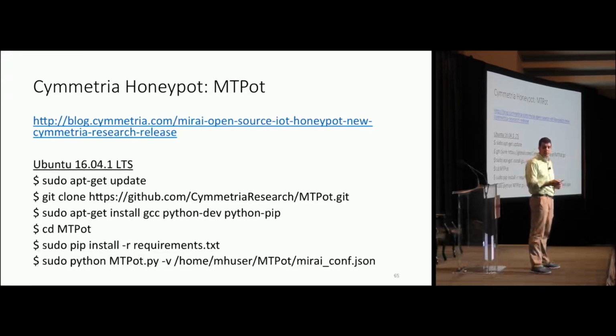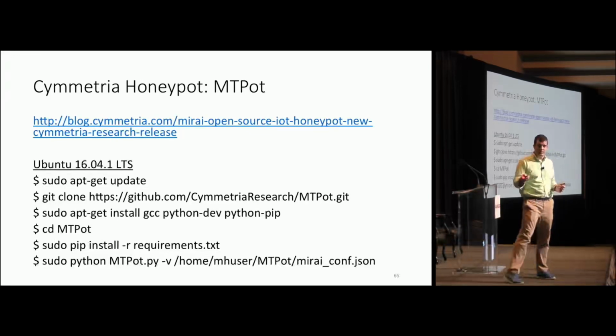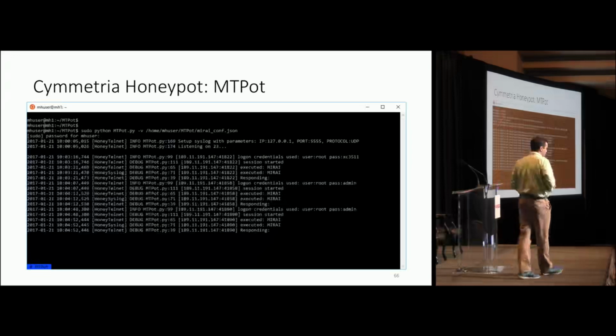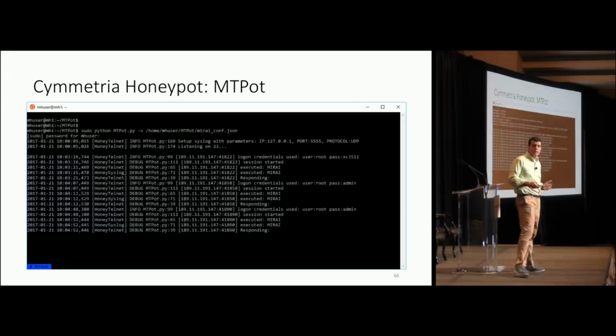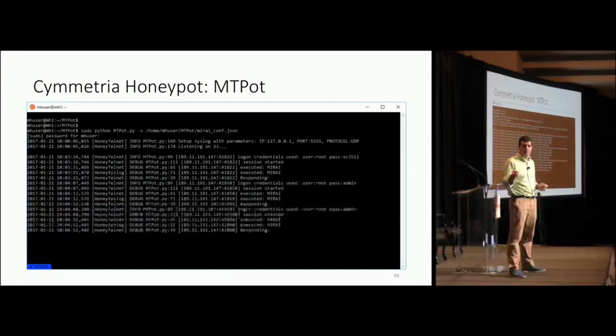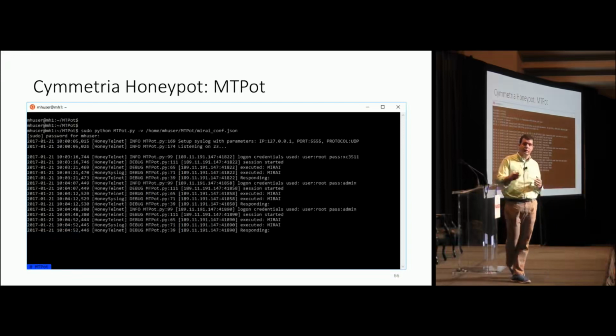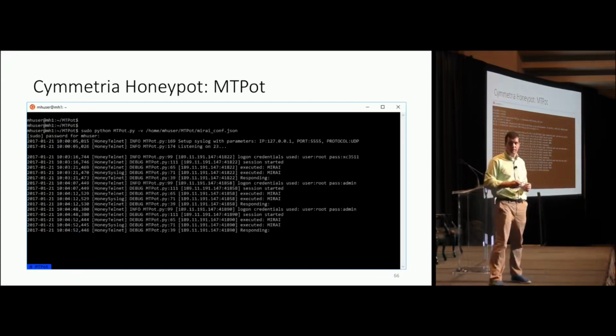Here's how I installed it on Ubuntu. This is basically all it is. This is the exact syntax. I'm getting it out of GitHub, I'm adding these packages, I'm installing my requirements, and this is my launch command to run it. And this is what it looks like. So you run it, and you can see this didn't take long. I think this was two or three minutes, and I'm already having a guy trying to brute force and execute commands that are identified as Mirai attacks.